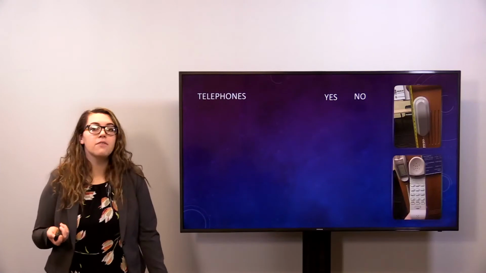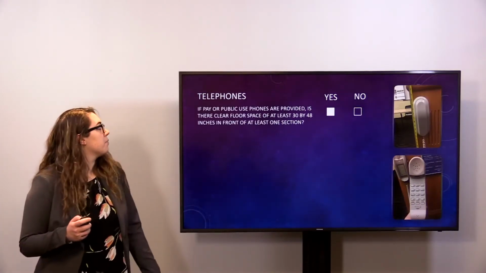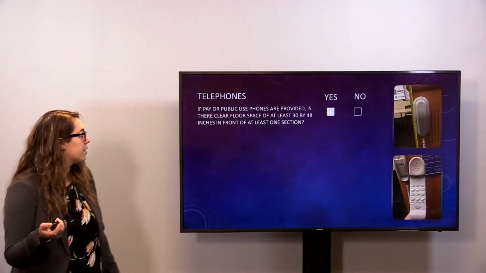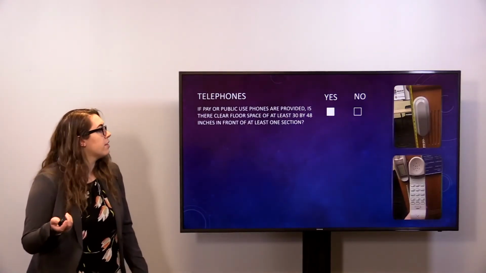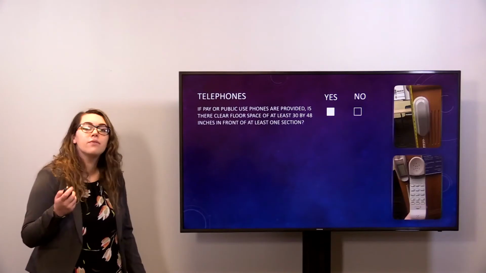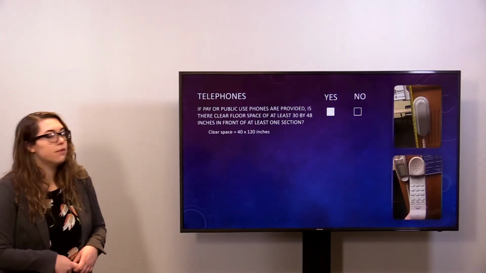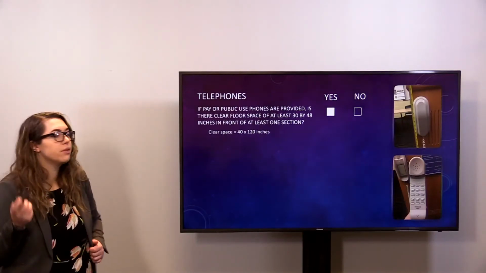Then on to telephones. So there are telephones for use in the public spaces. And is there a clear space of at least 30 by 48 inches in front? And there's a space of 40 by 120 inches in front of this telephone in one of the classrooms.